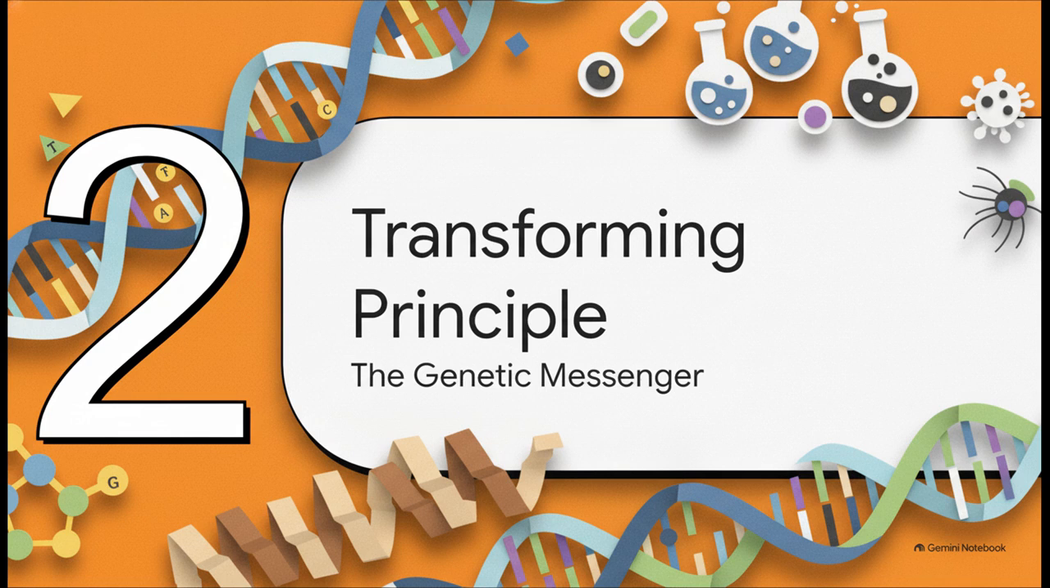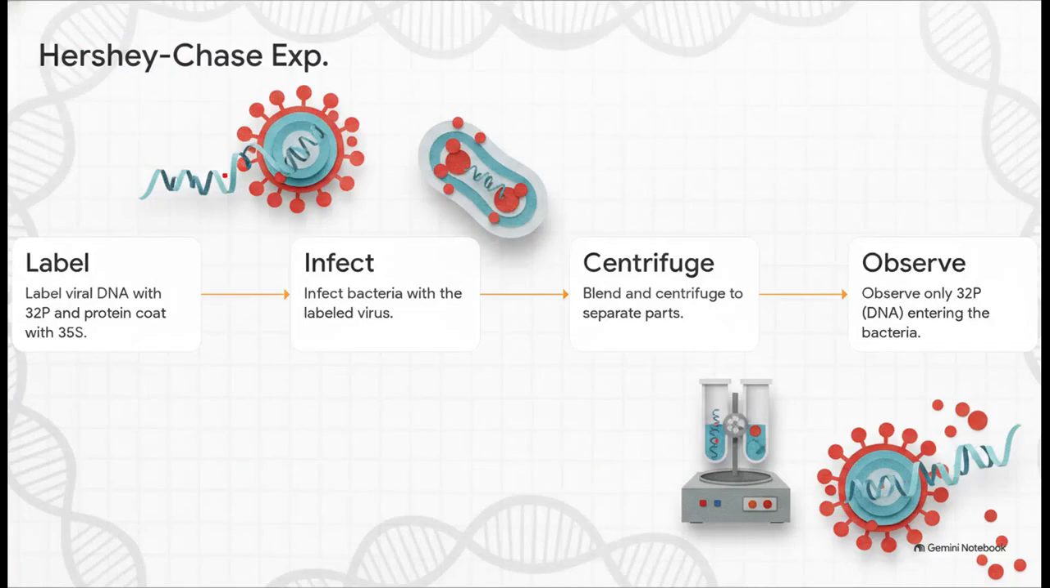Moving on to Section 2, Discovering the Transforming Principle. How did scientists actually prove that DNA and not protein was doing the heavy genetic lifting? This brings us to the famous Hershey-Chase-Waring blender experiment. It's such a clever biological puzzle.